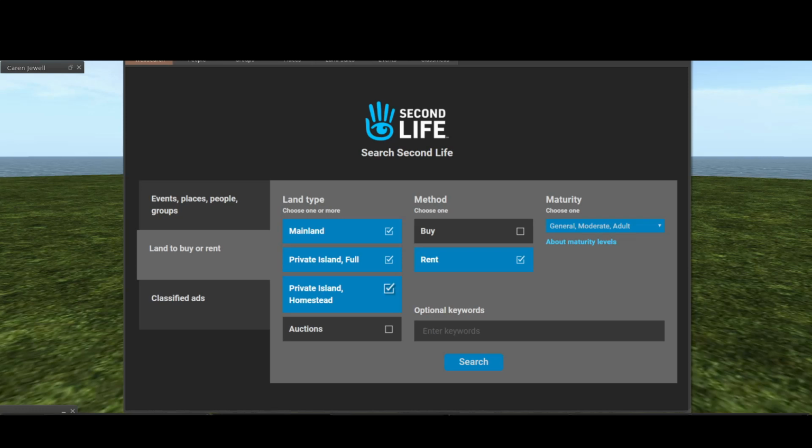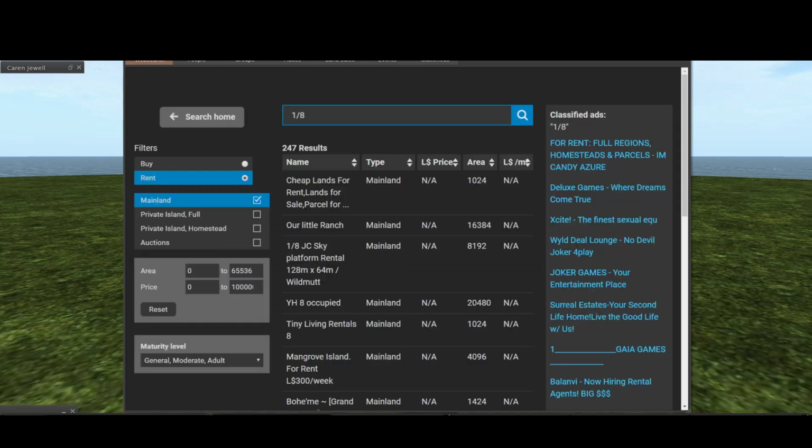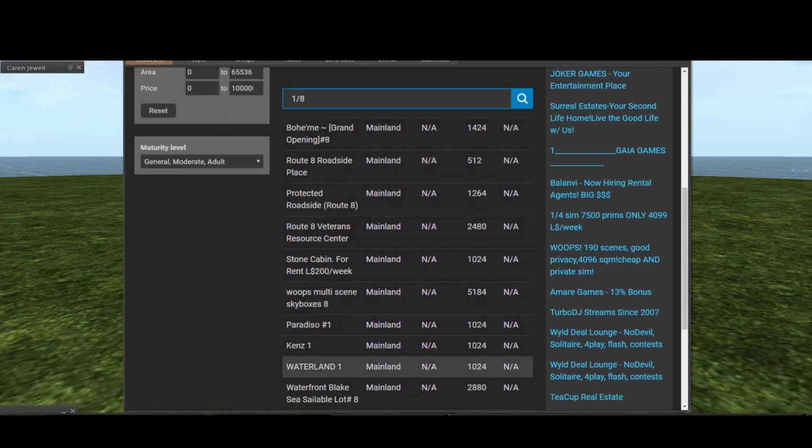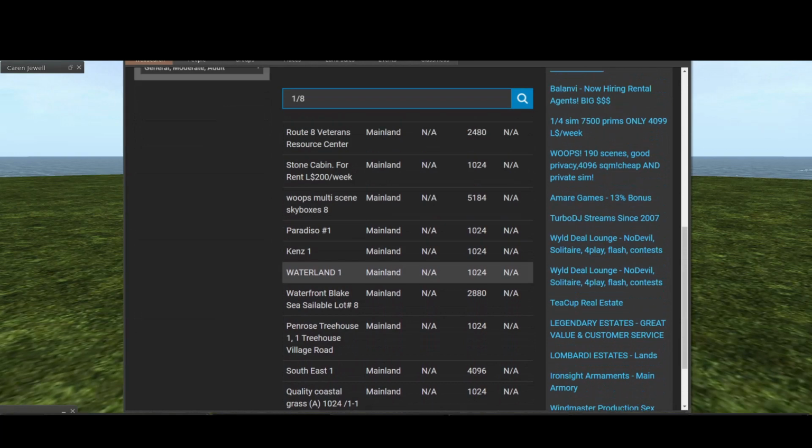We are going to stick to mainland because most people are not looking for a private island or full sim. So we're going to stick to mainland. You're going to click rent, and you're just going to click the search button. You're not going to type in any keywords unless you are looking for something like a 1/8, in which case you will find 1/8s, or anything with the number 8 in it.